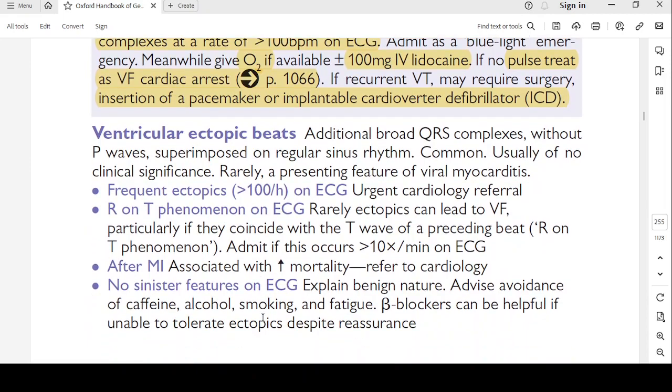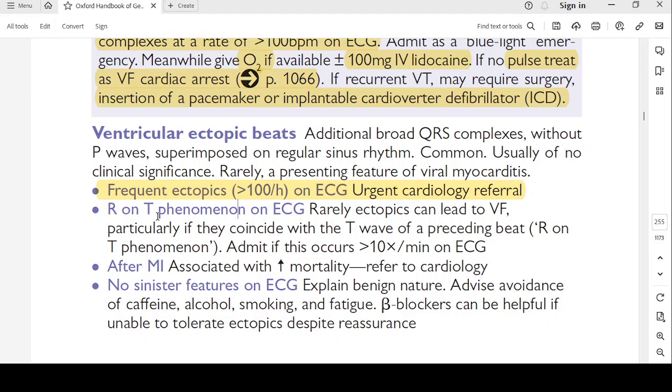Ventricular ectopic beats. Additional broad QRS complexes without P waves superimposed on regular sinus rhythm are very common and usually of no significance, rarely a presenting feature of ventricular or viral myocarditis. If you do Holter monitoring and see frequent ectopics, more than 100 per hour, then refer urgently to cardiology.